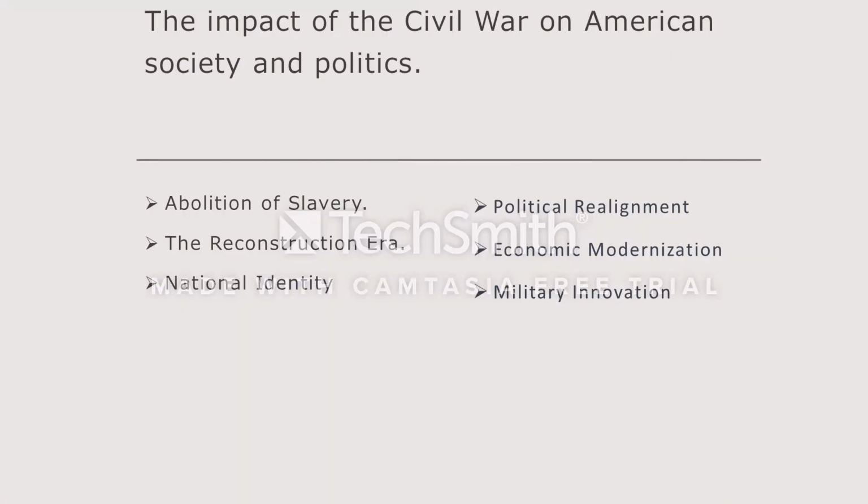The impact of the Civil War: it abolished slavery. We are no more slaves. We no more have slaves in America. Because of that, we were able to rebuild our country and have a national identity as Americans, be proud of who we are, right? Political realignment. Now we have a united country. It's no more about the South, the North, and the West, but the United States of America.